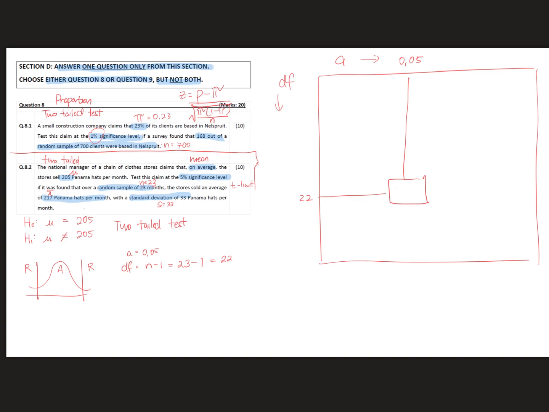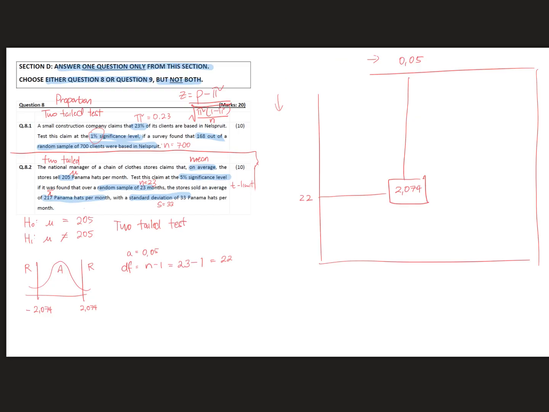So the value here is 2.074. And this, remember, because it's two critical limits, there's a positive 2.074 on the right-hand side of the diagram and a negative 2.074 on the left-hand side. So this is now how you get to your T limit, respectively.